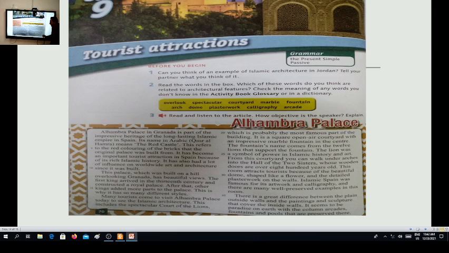Question 2 says, read the words in the box. Which of these words do you think are related to architectural features? When I say architecture, that means the place, or how the place is designed, or how the place is made. This is architecture.